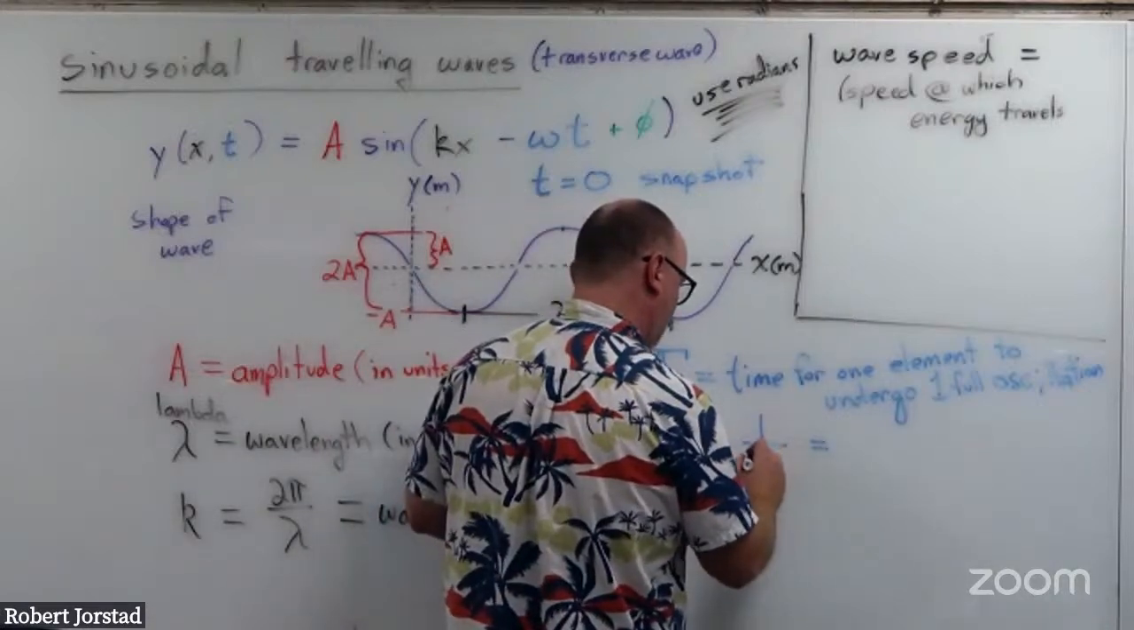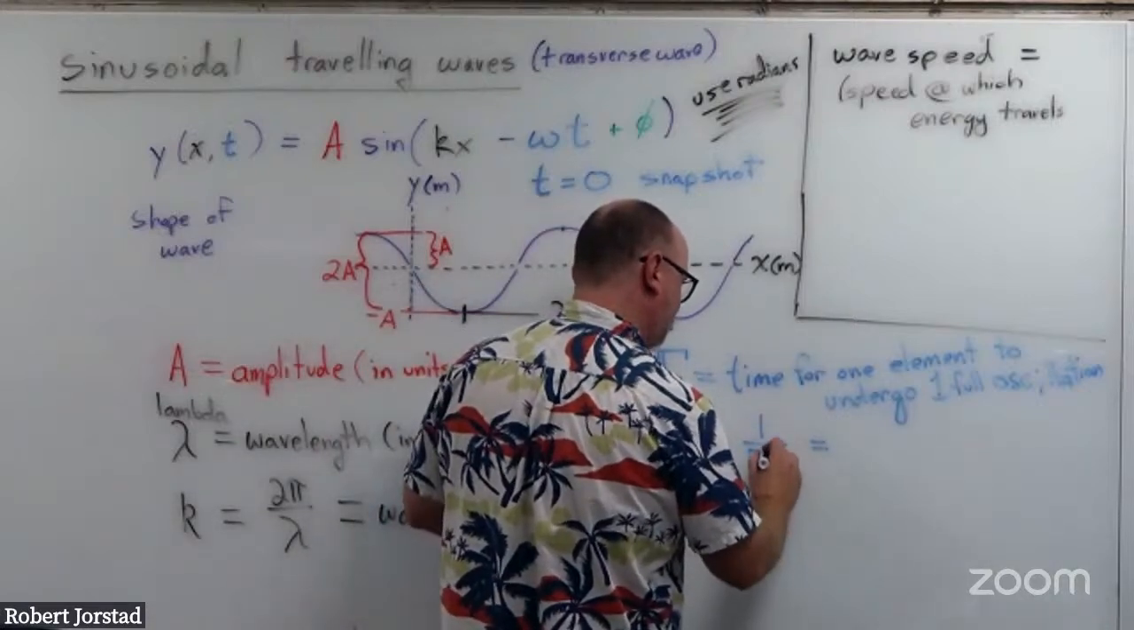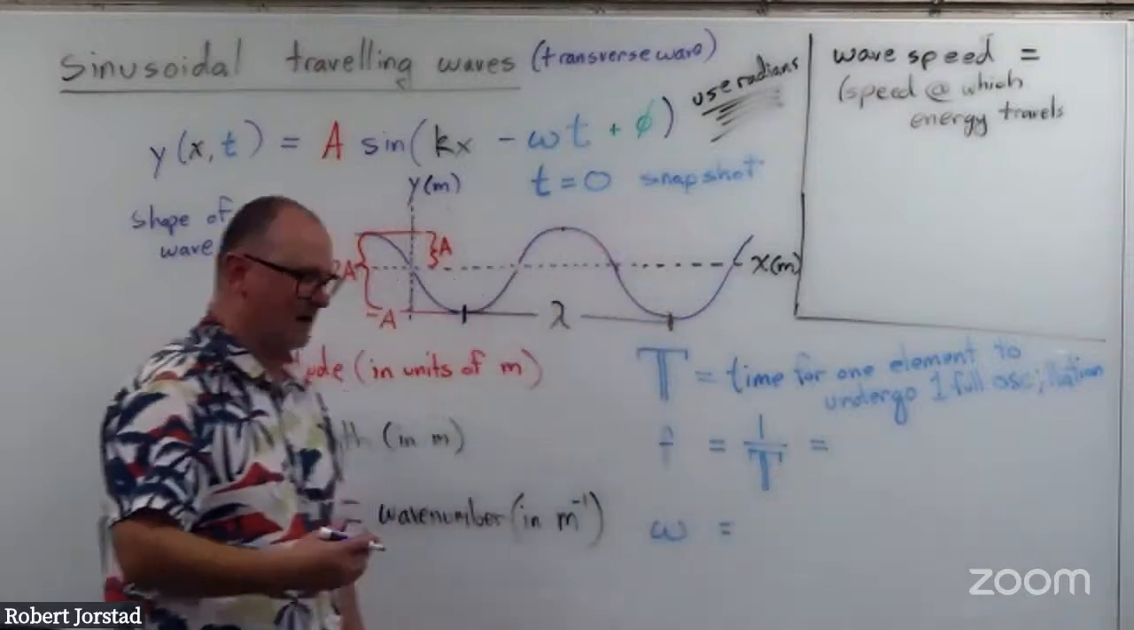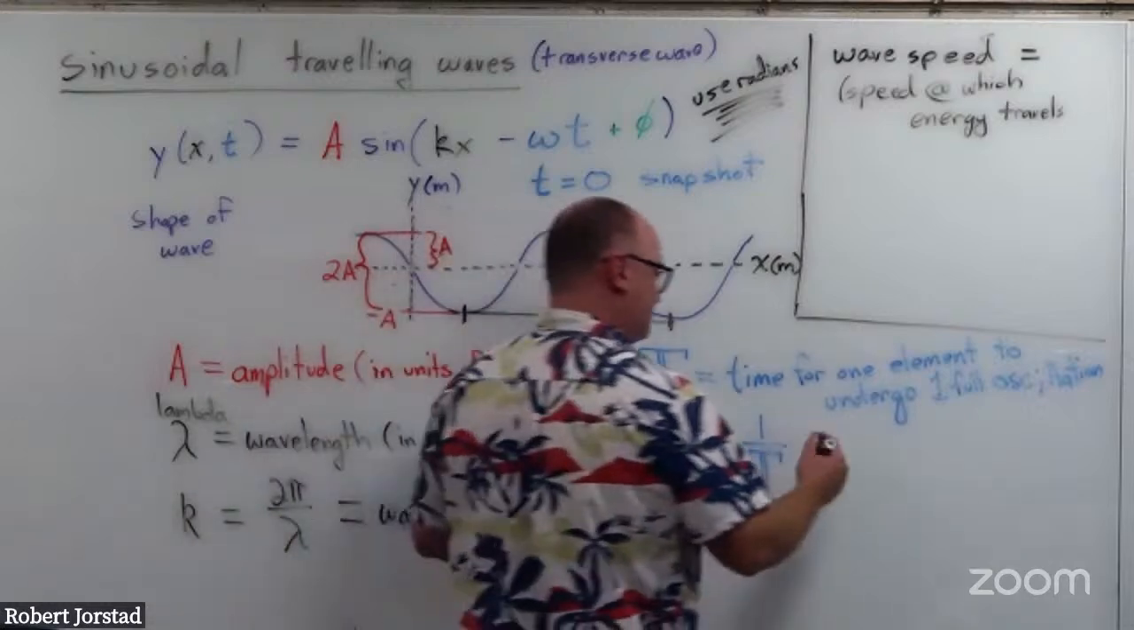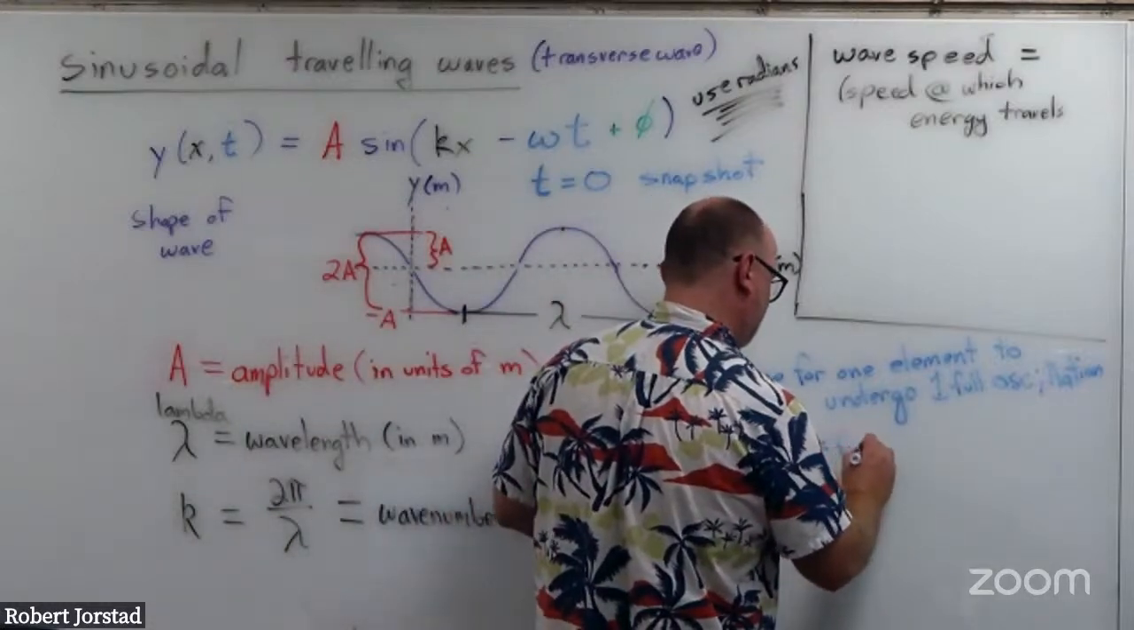Frequency is 1 over the period. So a lot of this probably seems familiar from the chapter on oscillations. The main difference is k is wave number now. Okay, so this is frequency.